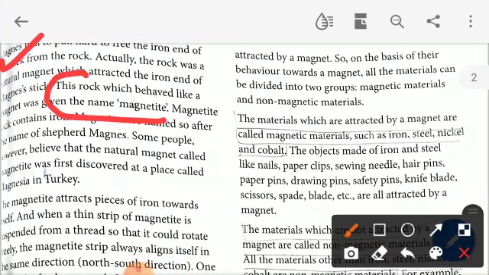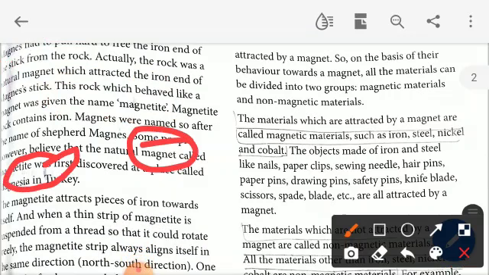Magnets were named after the shepherd, Magnes. The name originates from the name of the shepherd. Some people, however, believe that the natural magnet called magnetite was first discovered at a place called Magnesia in Turkey. Different people give different views about the name.